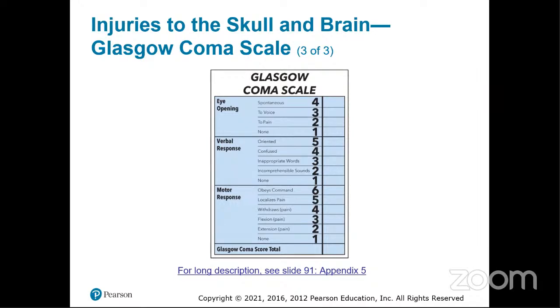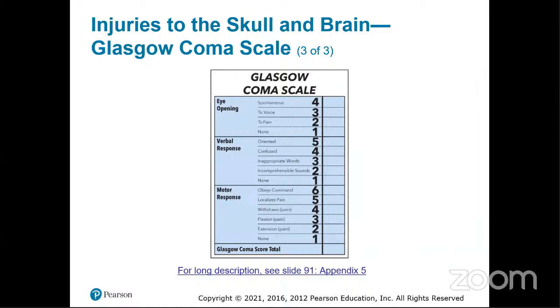So for eye opening, if you're spontaneous, without having any stimulation at all, if you're opening your eyes, you get a 4. If you respond to voice, if I say, "Hey," and you open your eyes, then you get a 3. If the only way you can open them is if I create some kind of painful stimulus, you get a 2. And if you get nothing, you still get a 1. Then your verbal is the same thing. If you can talk to me, if I can ask you questions and you're oriented, you get a 5. If you're confused, we deduct 1. Inappropriate words, we deduct 3. And incomprehensible sounds gets 2, and none gets 1.